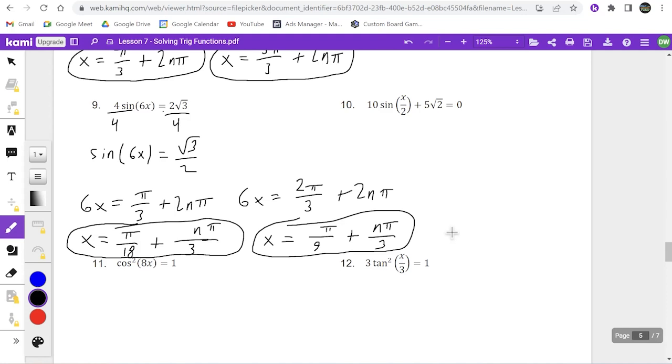Now, let's see if you can... Well, I'm going to ask you to do number 10 by yourself, but I just want to warn you, what do we do with the x over 2? I just want to address this now. Eventually, you're going to get to the point where you say x over 2 equals blah, blah, blah, plus 2n pi, okay? My advice to you is, if you want to get rid of that 2, instead of dividing both sides by 2, you're going to have to multiply both sides by 2. So that's the secret to this problem.